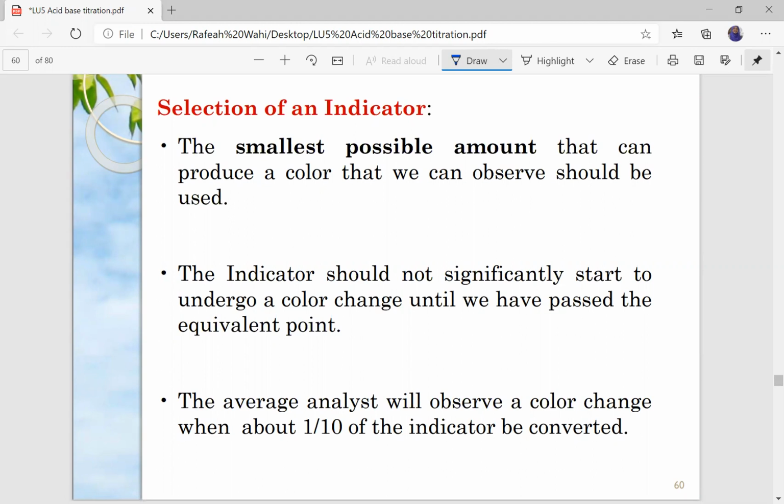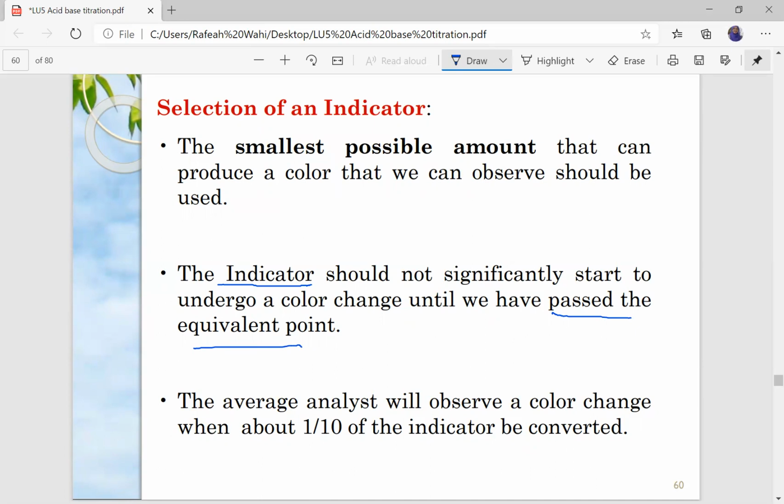Again, it is emphasized that when you choose an indicator, it should show color change only right after passing the equivalence point. For example, in a strong acid and strong base titration, we know that the equivalence point is at pH 7. So we should choose an indicator that changes color not below pH 7, but slightly above pH 7. Okay. All right.